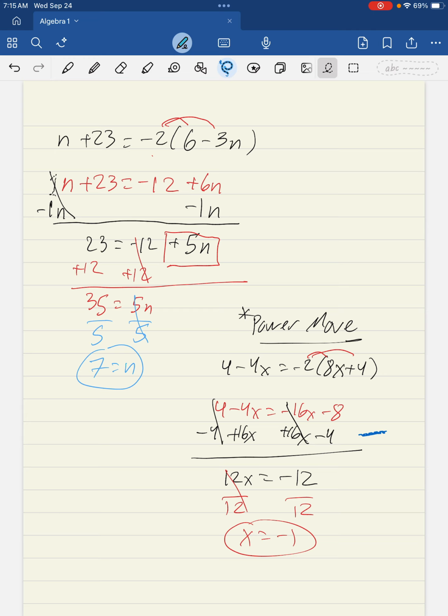You have to understand that, okay, we're going to cancel this term, and because we're canceling the term over here and moving the variables to this side, we need to move this number to the other side, also using inverse operations. So you have to understand why you're doing what you're doing in order to do the power move. Anyway, hopefully that helped.